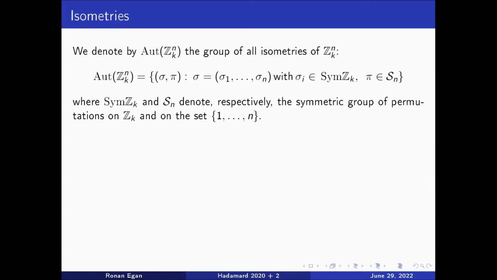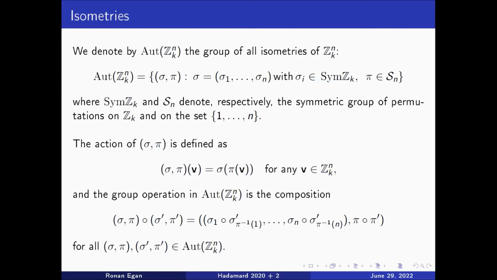So when you're talking about codes, you're interested in isometries, which typically preserve distance or Hamming distance. So isometries of vectors of this type take this form. We describe them as a pair, sigma and pi. Sigma is an n-tuple of permutations of the symbols in your alphabet. So in this case, it's just something that permutes 0 to k minus 1 in some way. And then pi is some permutation of the n coordinates of your vector. So it's some element of the symmetric group on n elements.